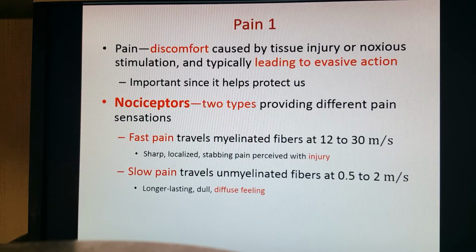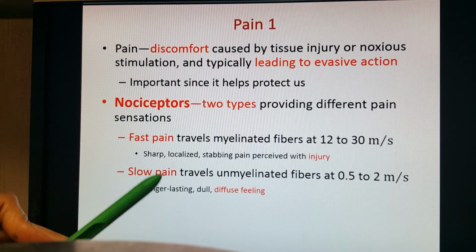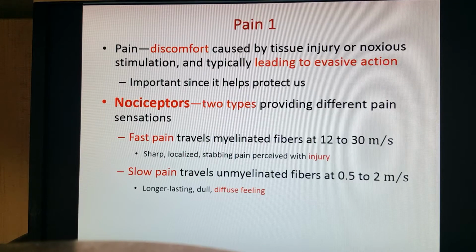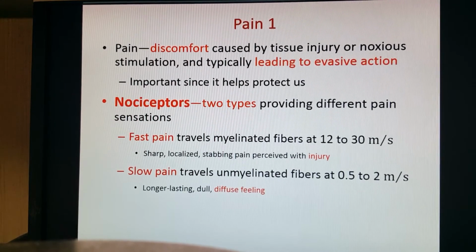The receptors that receive pain signals are your nociceptors, and there are two types of them. You have your fast pain signals, a sharp, localized, stabbing pain, usually with injury, quickly telling the brain, hey, something's wrong, we need to fix this. Or your slower pain signals, from slower nociceptors, for more of a diffuse type of pain, something more of a soreness than a sharp, pinching type of pain.